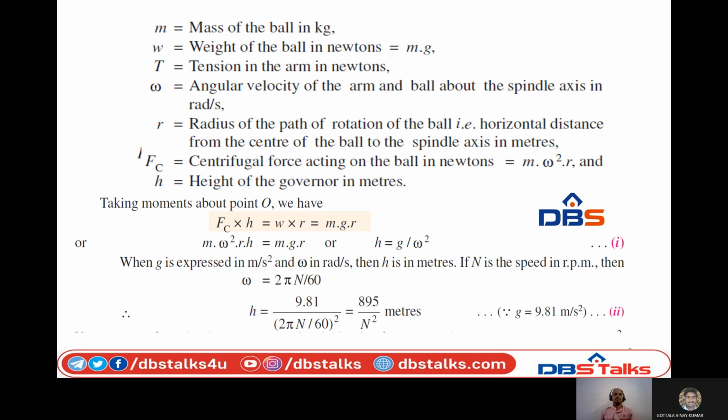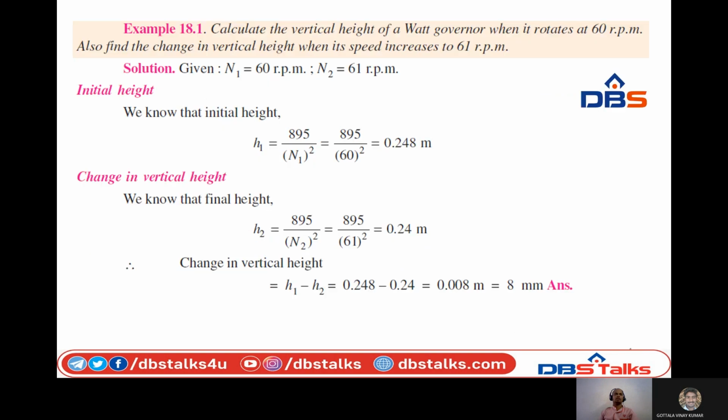After that, there may be weight differences that we can see in the Porter governor. There also it is (m plus M) by m into 895 by h. So 895 by h is a common value for all the governors. This is the basic. Then after that, we need to solve a simple problem on the Watt governor.